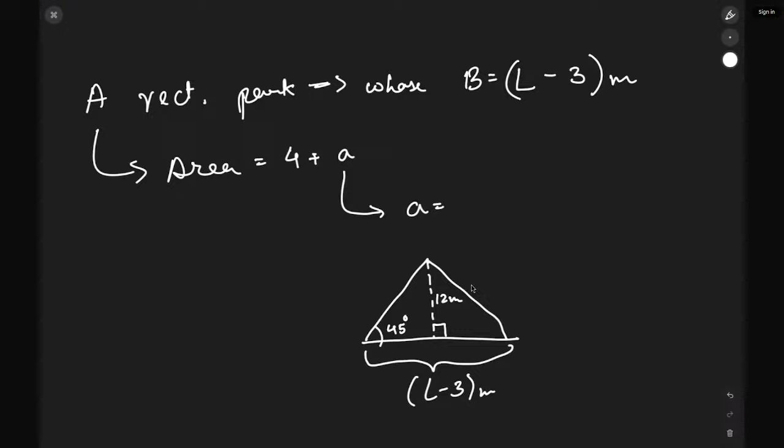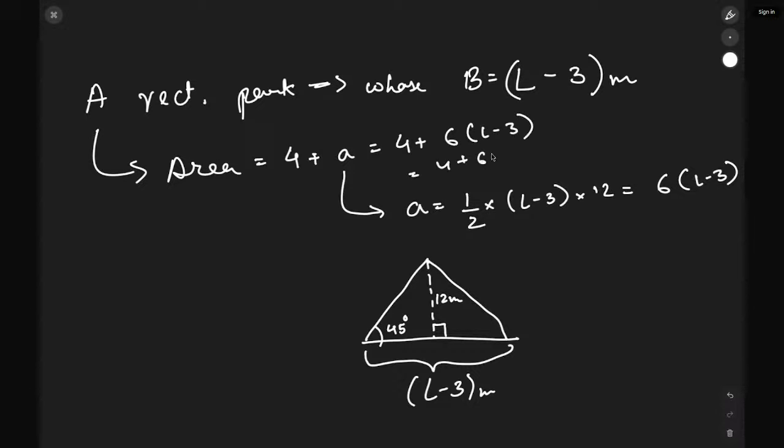Okay. So I'll be solving this question now. Now first of all the area. How much will it be? It will be base times height. So it will be 6 times L minus 3. Now putting this A over here, it will be 4 plus 6 times L minus 3. It will be 4 plus 6L minus 18. So it will be 6L minus 14 meter squared.